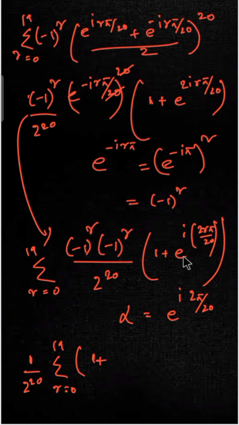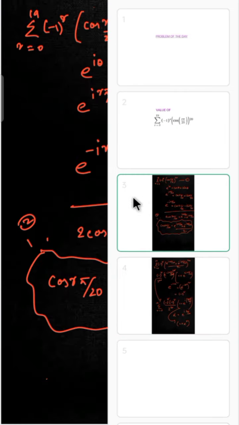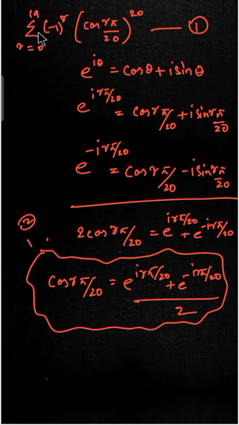1 plus, now this is nothing but alpha, right? This is nothing but alpha, and let me write it here. So this bracket we got here is alpha power r. So we got e power i 2 pi by 20 whole power r. I'll just write it in this way, so whole power, alpha power r. So I'll just write that here. I'll be going to the first page now, and arranging some part.